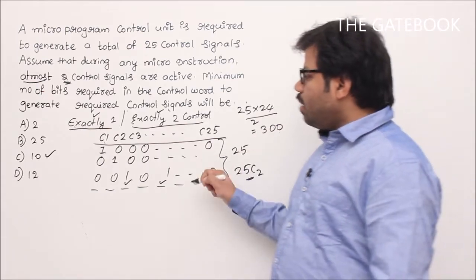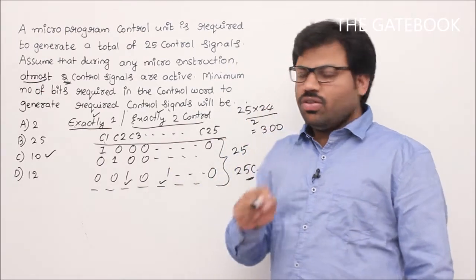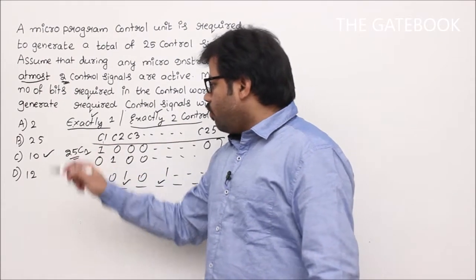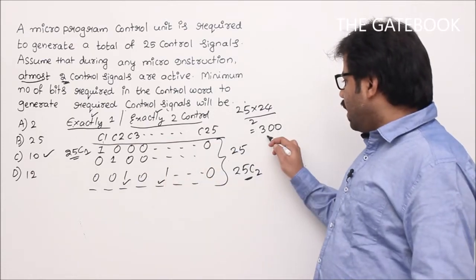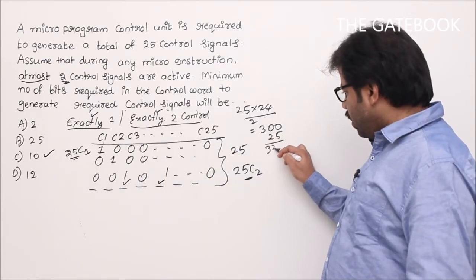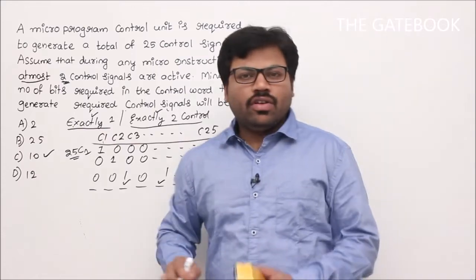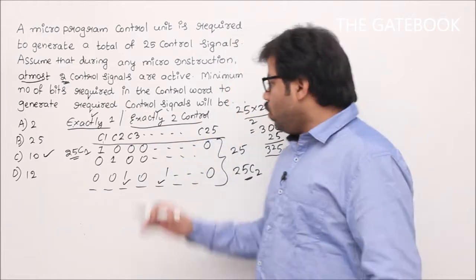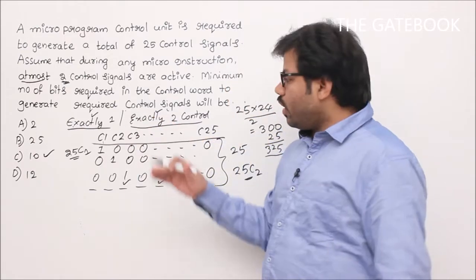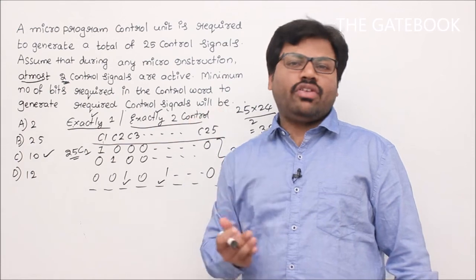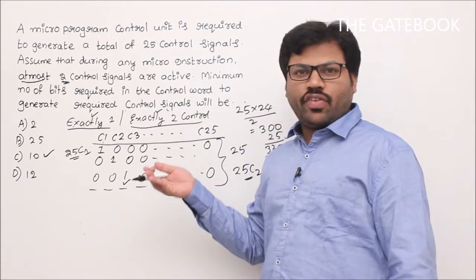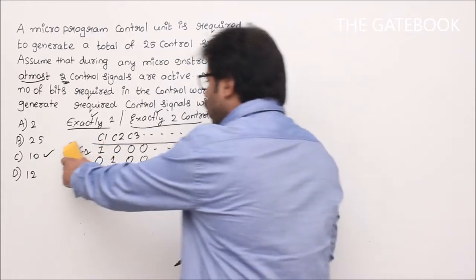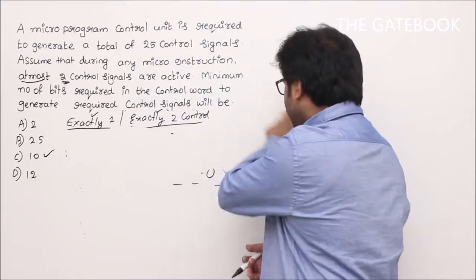Now, how many binary patterns are possible with exactly one active? That is 25 C1, right? So finally, the total number of patterns is 300 plus 25, which is 325, correct? Now, these 325 patterns should be generated. For that, how many bits are required? Don't use 25 bits. Using 25 bits, you can generate 2 to the power of 25 patterns, but not all of those patterns are required. Only a few are required. How many? 325, so we can use a decoder. The decoder requires how many inputs?